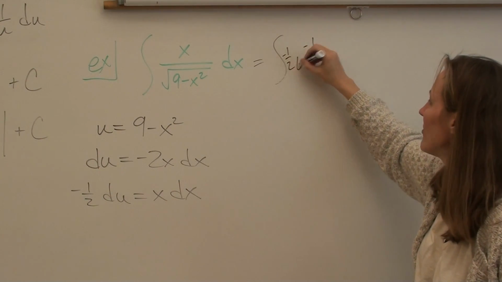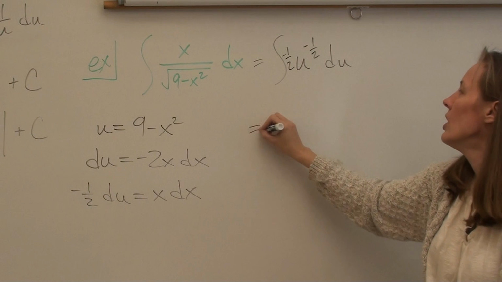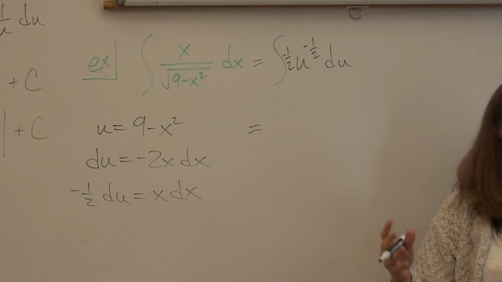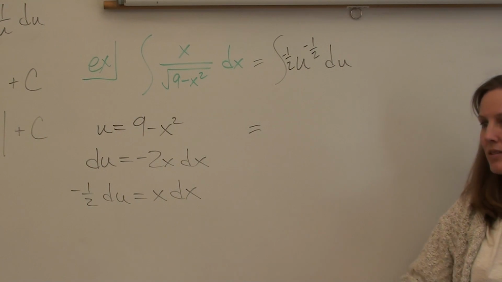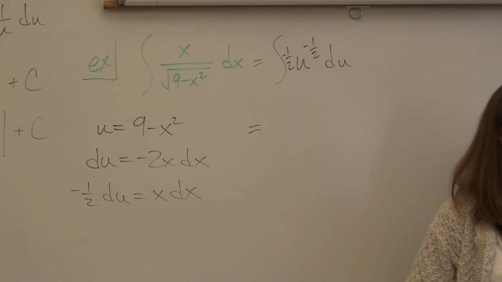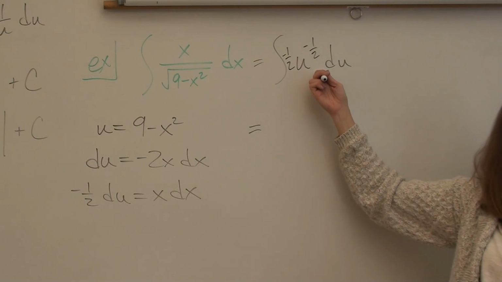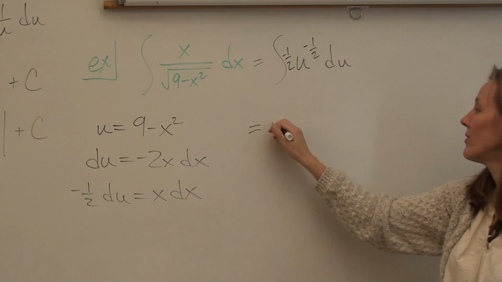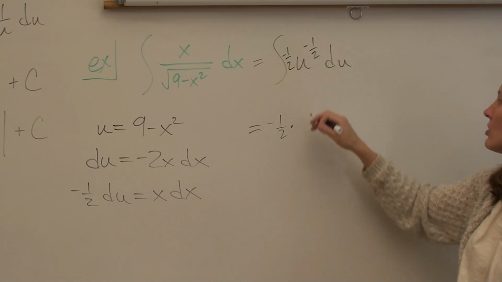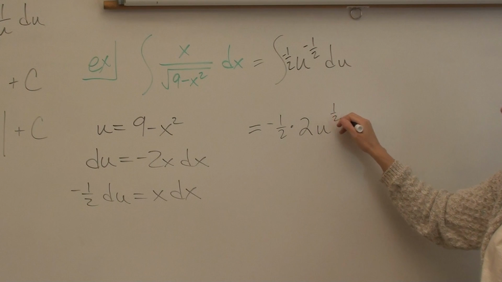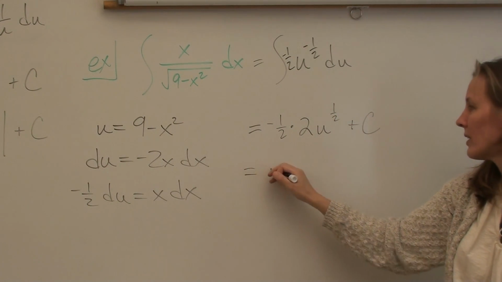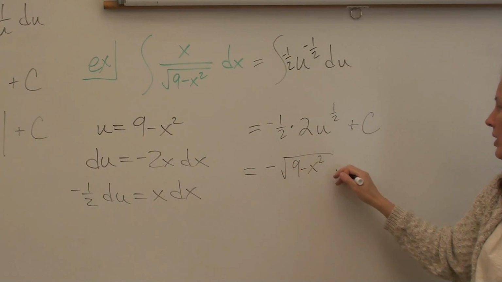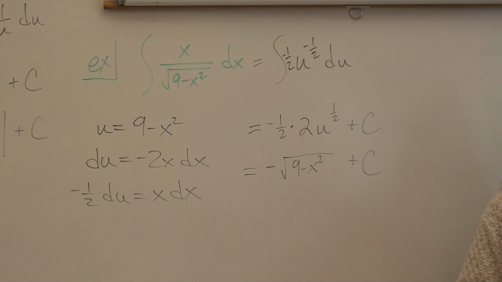So negative 1/2 du. The only time you use the natural log rule is if you have u to the negative first. That's it. So 1 over u, or u to the negative first. If you have any other power apart from negative 1, you're just doing regular power rule. So for this, we'd have negative 1/2 times 2u to the 1/2 plus c, and your final answer is negative square root of 9 minus x squared plus c.